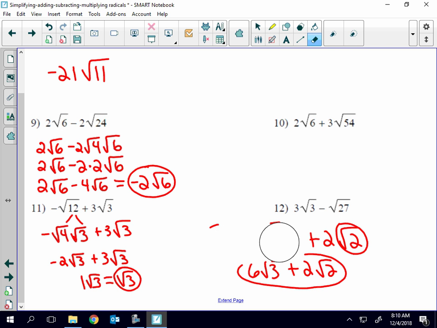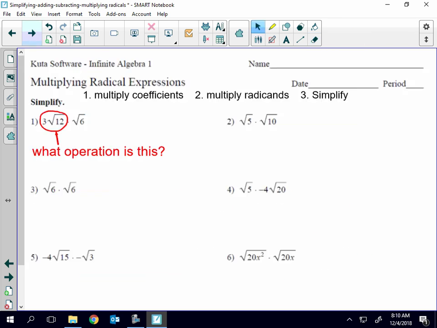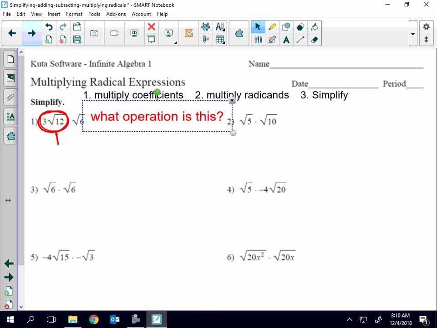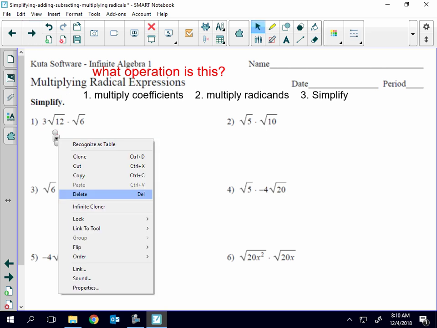All right. Let's do the last thing, which is multiplying with radicals. Okay. We already talked about this. What operation is this right here? All right, this is multiplication. So I'm going to move this guy. Okay, so when we multiply radicals, let's look at our notes here at the top.